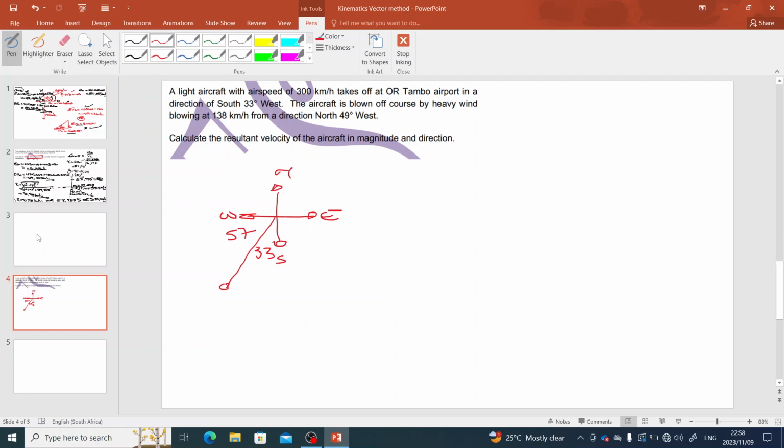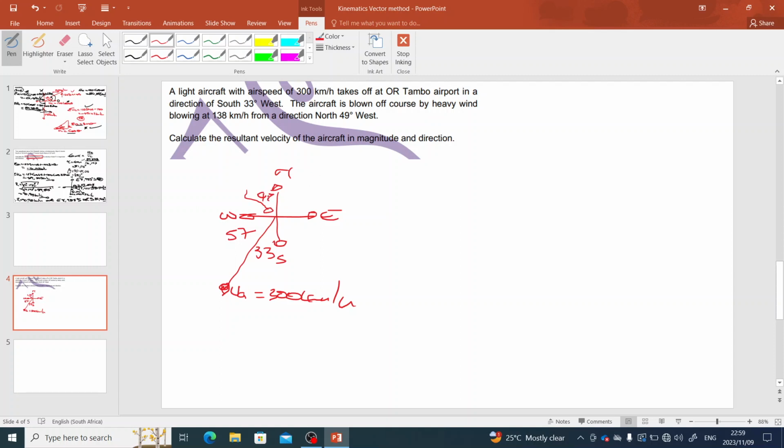Now this is what we've projected. This is the light aircraft, VA at what speed? 300 kilometers per hour. Then we are told the aircraft is blown off course by heavy wind blowing at 138 kilometers per hour from a direction. That means the wind is blowing from north, it's your reference point. The wind is blowing from this quad, heading to the opposite quad.